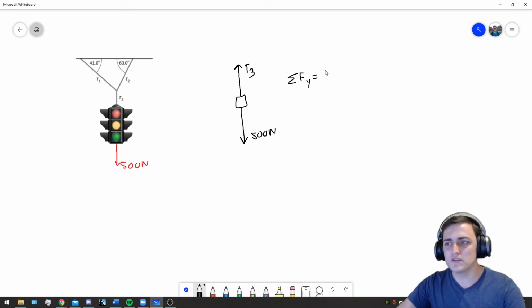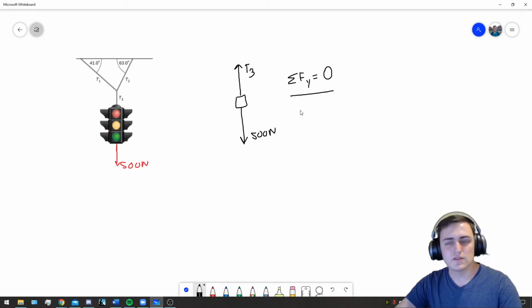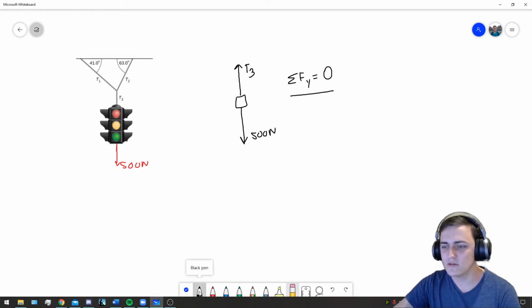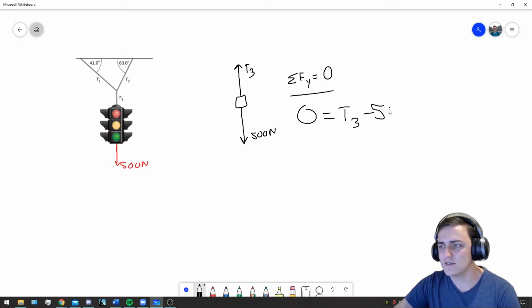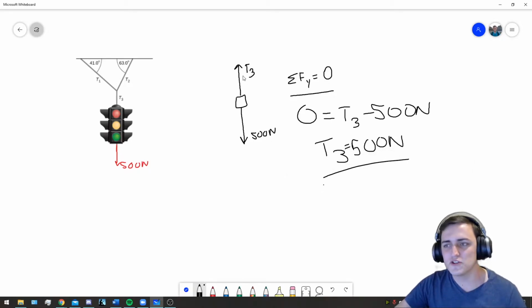And whenever there is no motion, all the net forces add up to 0. So whenever there's no motion, net force is 0. No acceleration. Once we know that, we can start saying that 0 is equal to, adding all the forces. T3 goes up in the positive direction. 500 is negative because it goes down. And so we can find by adding 500 to both sides that T3 is just 500 newtons. There's only the two forces acting on the object, so they have to be equal.